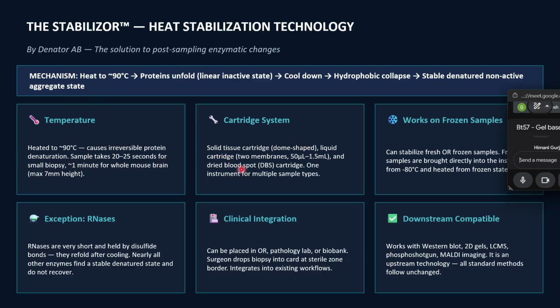And depending upon the type, whether it is a solid tissue or a liquid, this specific system is present. In terms of solid, that is dome shaped. So this will depend upon your sample, that type of instrument you need to take. Or if you are dealing with a dried blood spot, this depends upon the type of sample you are having. You need to have that cartridge system so that it can handle your sample.